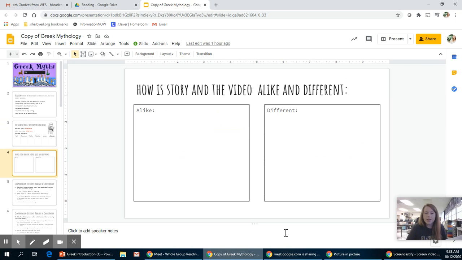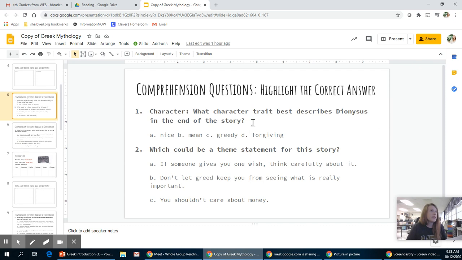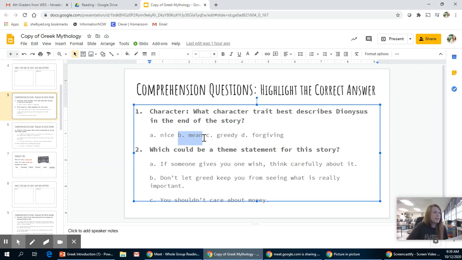Then you're going to compare and contrast the video story and the story that you read. You're going to type how they're the same and how they're different. Then there are some questions where it says to highlight the correct answer. This is important. If you don't know how to highlight, watch. It says, what character trait best describes Dionysus in the end of the story? If I think it is mean, I'm going to hold the mouse down and highlight it like that. Then I'm going to go up here.